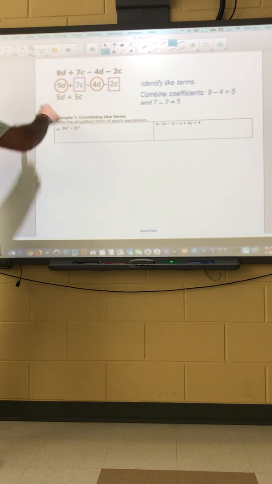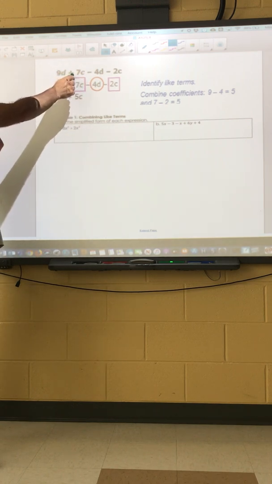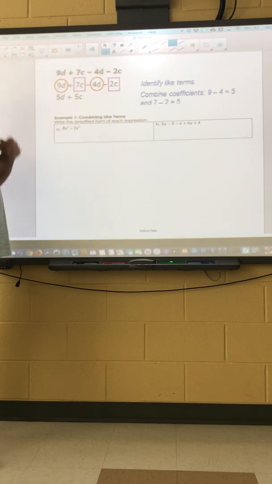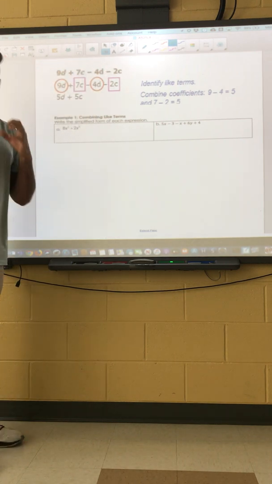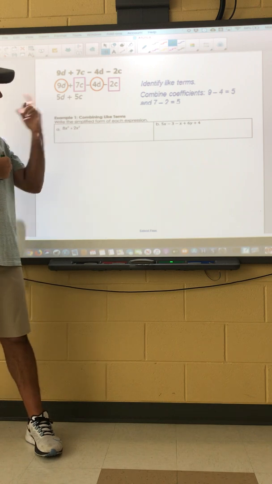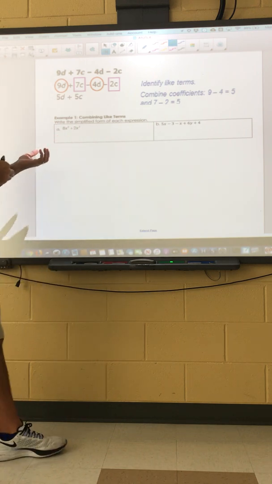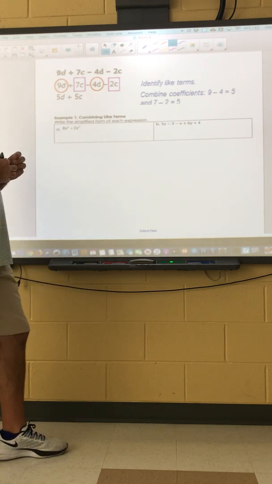Okay, let's go forward from there. Here's an example showing what's going on. You're asked to combine like terms: 9d plus 7c minus 4d minus 2c. Notice how the terms that have a d are circled in red, and the terms that have a c are in that purple rectangle. That tells me what I'm combining.